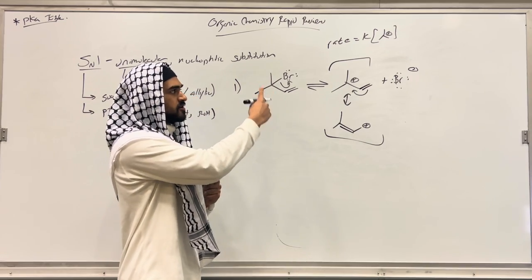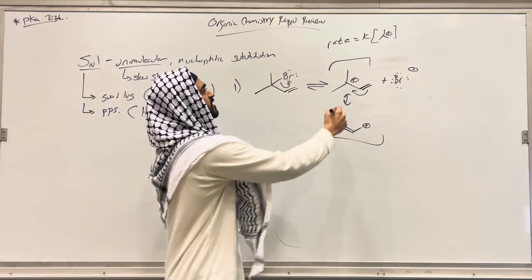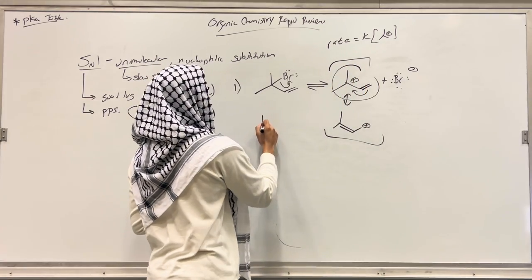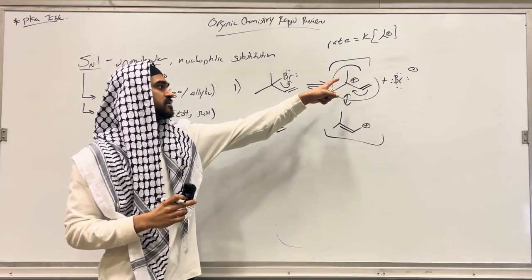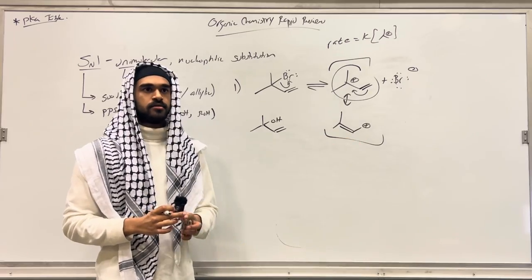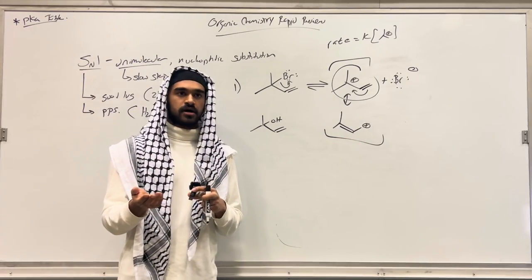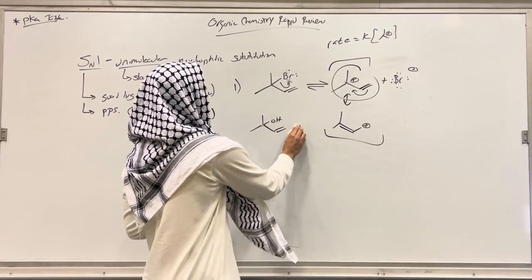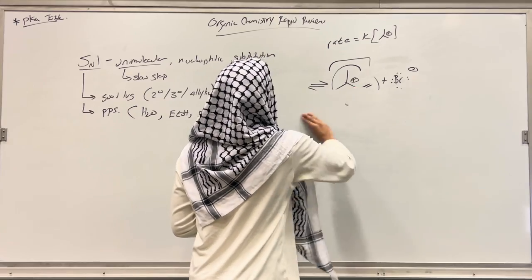Now, between the two of those, which one's going to be the major product? The major product is still going to be this guy, because the tertiary carbocation is more stable than the primary. And remember, primary carbocations don't exist unless they are allylic. You know what really doesn't exist?